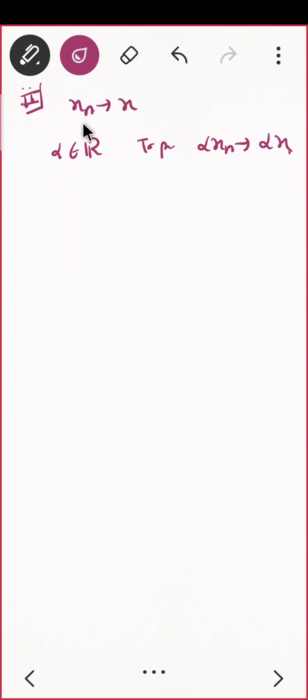What were the terms of xn? x1, x2, x3 like that. So alpha xn, that means alpha is multiplied to everyone. Alpha x1, alpha x2, alpha x3 like this. This is how the elements of this look like.